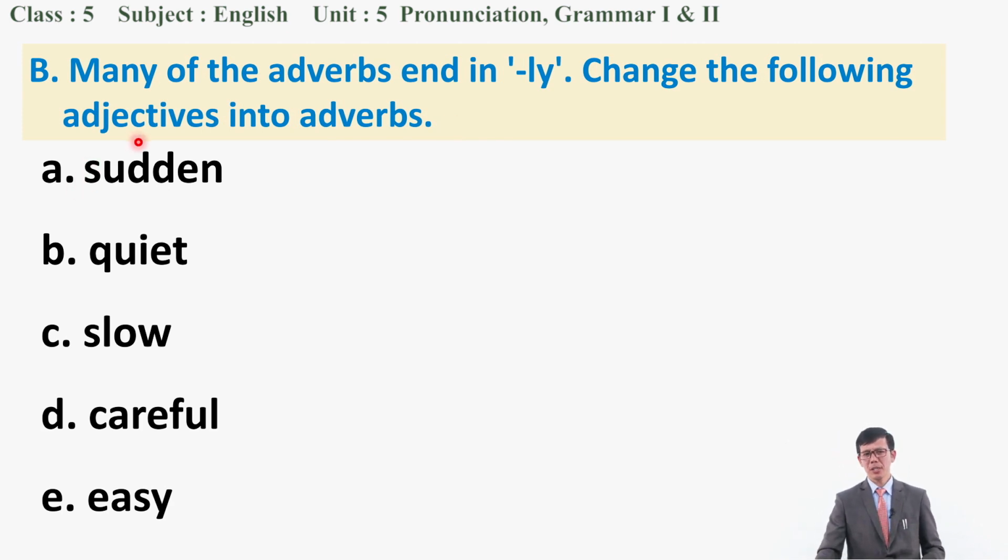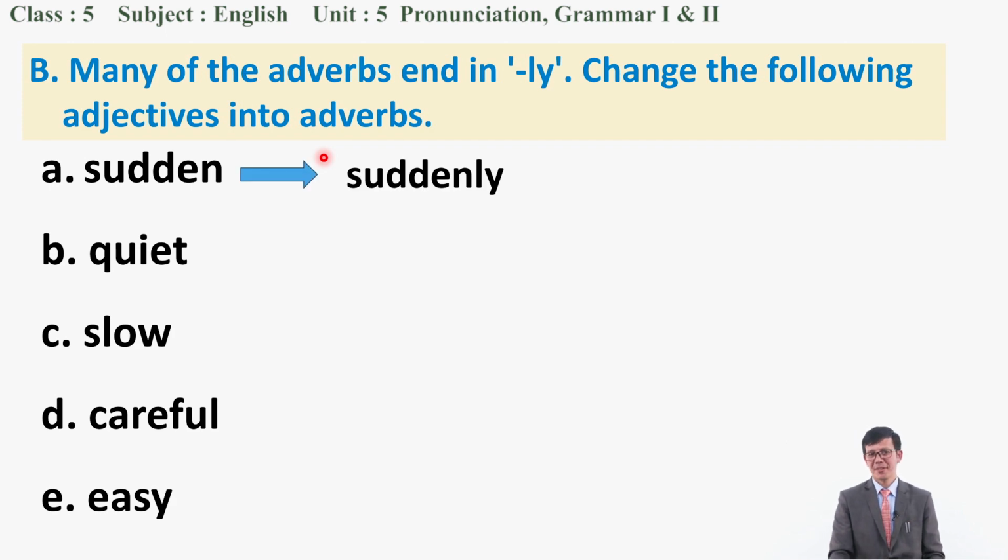Let's see here. These are all the adjectives. Okay, sudden. Now, what you have to do? Very good. You have to make adverb adding what? L-Y. Okay, it's very simple. Now, you can do yourself. Sudden. And what is the adverb? Good. Suddenly. Okay? Yes, and now it is the adverb.